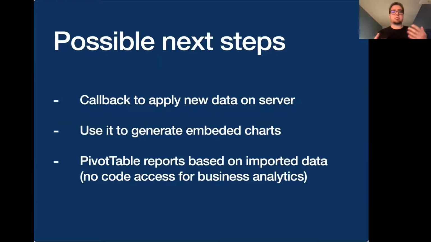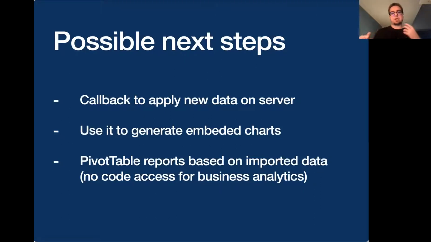I also want to leave you with possible next steps, ideas if you want to do this kind of work. The Google Drive API gives you the ability to get a callback once a Google Sheet is changed. So once the user changes the data, you could make a callback to your Django API, read the data, and update any other business logic. That's one way to do it.